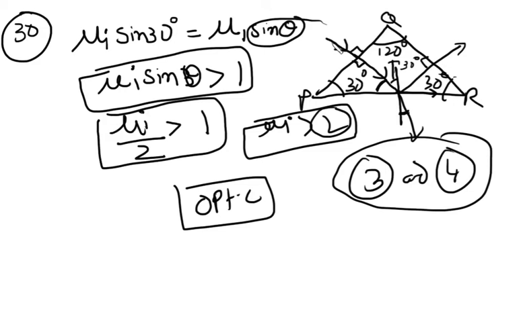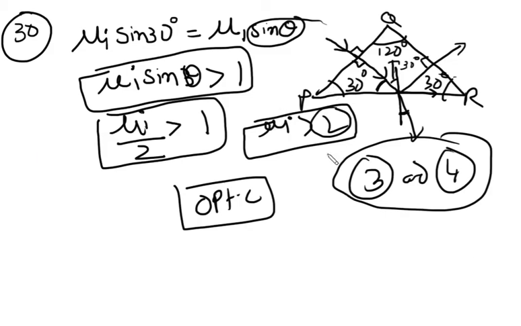Because it is an isosceles triangle, if this is 90 degrees, this is 30 degrees, so this will be 60 degrees. This angle is 60 degrees. So the angle between the normal and the incident ray would be 90 minus 60, which is 30. So this angle is 30. Applying Snell's law, we get this condition. So mu I should be greater than 2.